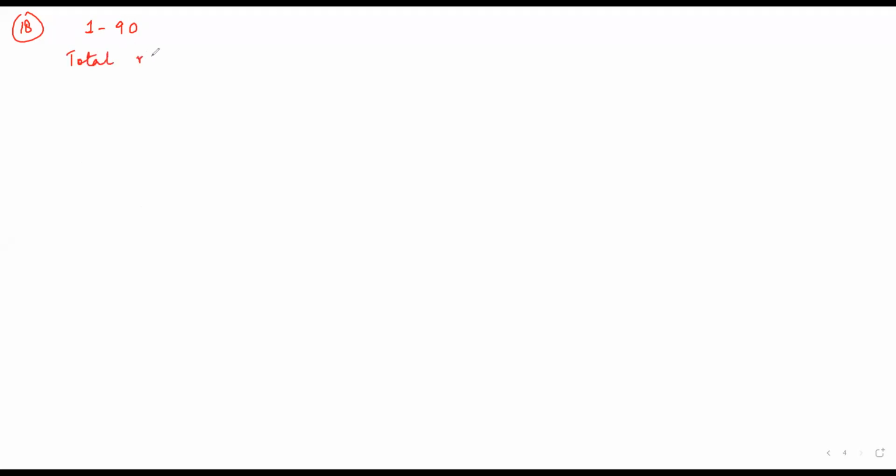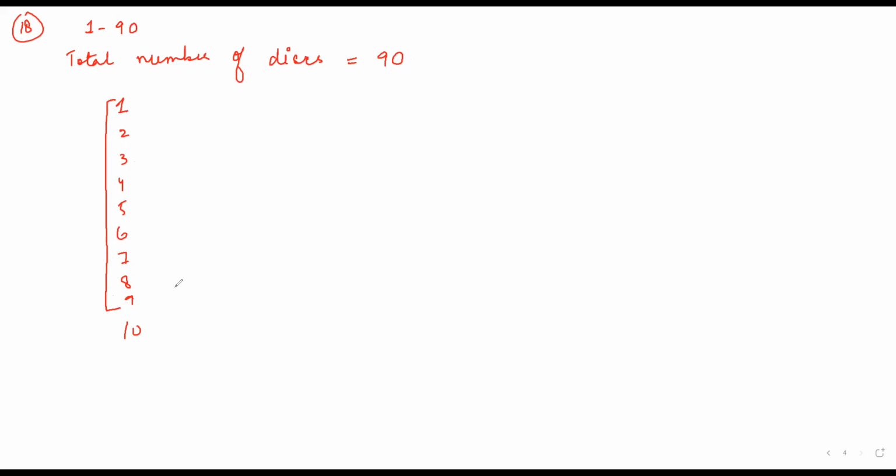So total number of discs is 90. That means total outcomes are 90. All possible outcomes are 90, correct? Now I want to find the probability that it bears a 2-digit number. From 1 to 90, if I write 1, 2, 3, 4, 5, 6, 7, 8, 9 and then 10, these 9 numbers I have to subtract because they are not 2-digit numbers. And the rest of the numbers are my favorable outcomes. Is this clear?